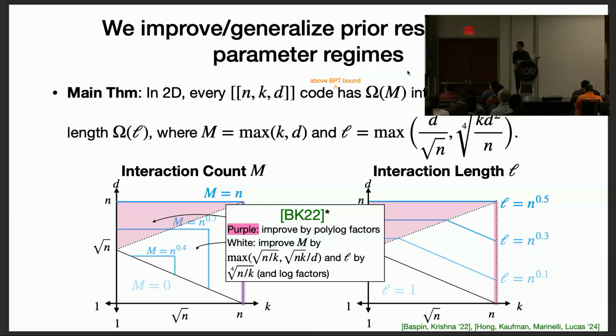So we improve it in all parameter regimes. In some cases, we're just shaving polylogs. In some cases, we're making more substantial improvements. And also, where does the other result fit in? This result of Hong, Kaufman, Marinelli, and Lucas improves Baspin and Krishna's result by shaving polylogs in this particular regime of d is square root of n and k is a constant. So we improve these results, sometimes shaving polylogs, sometimes making more substantial improvements.